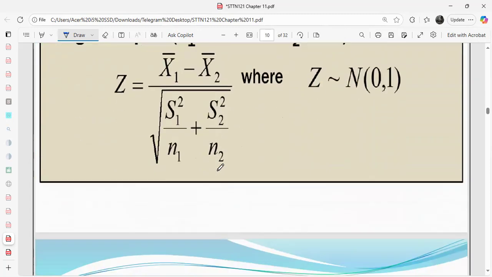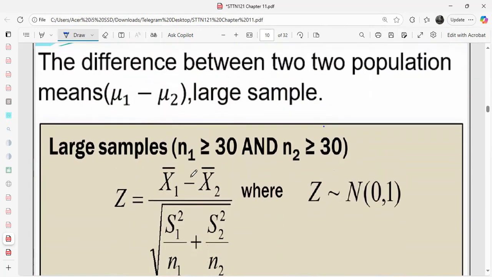Okay, let's see. First one. This is the hypothesis testing for two population means. Remember, in this chapter we're comparing two population means. In the scenario, you will be given sample mean 1, sample mean 2, standard deviation 1, standard deviation 2, and sample sizes N1 and N2.